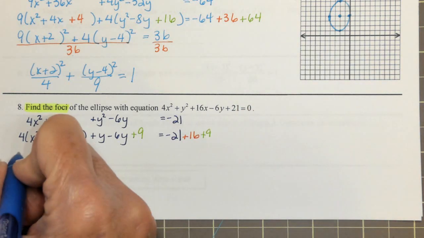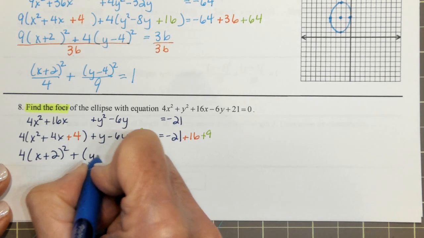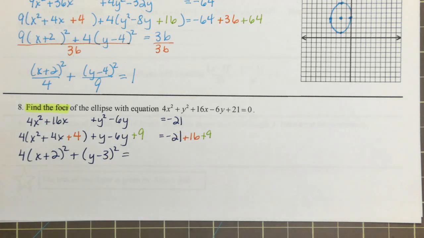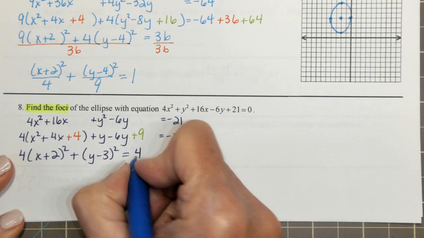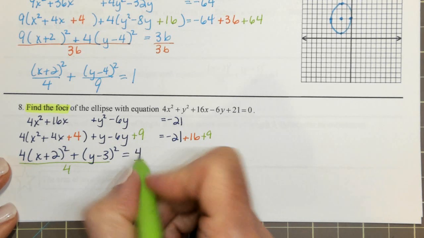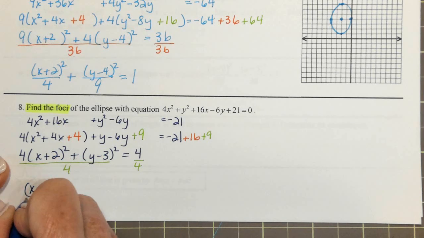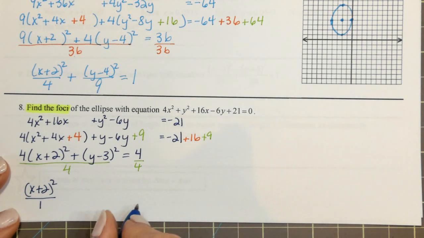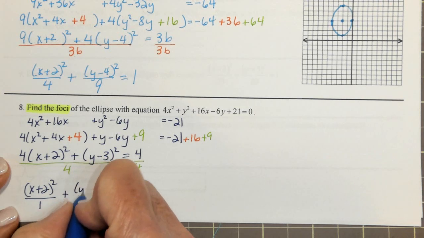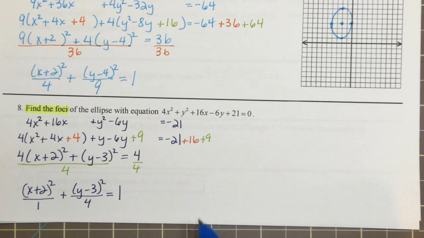And I get 4 times (x plus 2) squared plus (y minus 3) squared is equal to, okay, this is 25 minus 21, so that's a 4. I divide both sides by that 4, and I get (x plus 2) squared, if you like, you can put that over a 1, or you don't have to, of course. (y minus 3) squared over 4 is equal to 1.